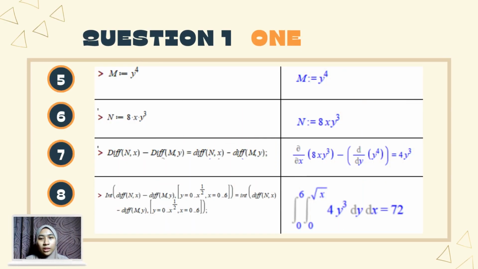After that, we state the M and N, which is M equal to y to the power of 4, and then N equal to 8xy cubed. Then after that, we differentiate N in terms of x, and then minus the differentiation of M in terms of y, and then we get 4y cubed. Then we integrate the 4y cubed in terms of dy dx. The first integral starts from 0 to square root of x, and then the second integral 0 to 6, and we get the answer which is 72.